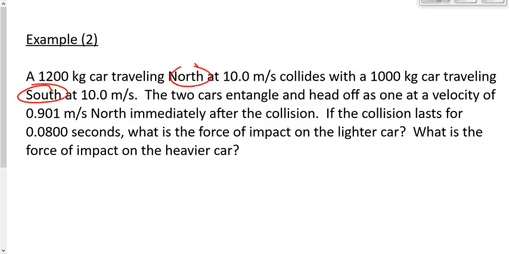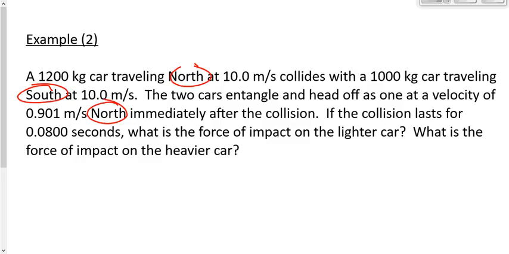The two cars entangle and head off as one. That means that they stick together for whatever reason. Maybe their bumpers interlock or some fenders dent and interlock somehow or whatever. They head off as one object immediately after the collision at 0.901 meters per second to the north. The collision itself lasts for 0.08 seconds. So it's over before you know it almost. And they're just heading off as one object after that.